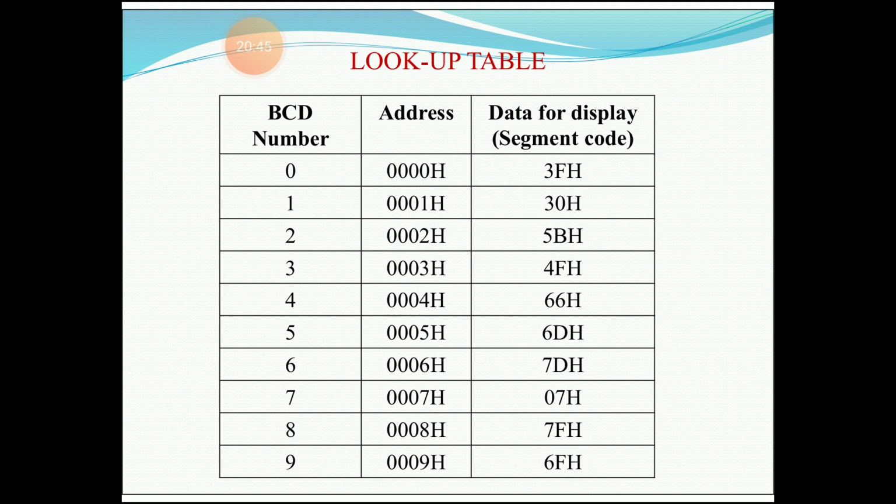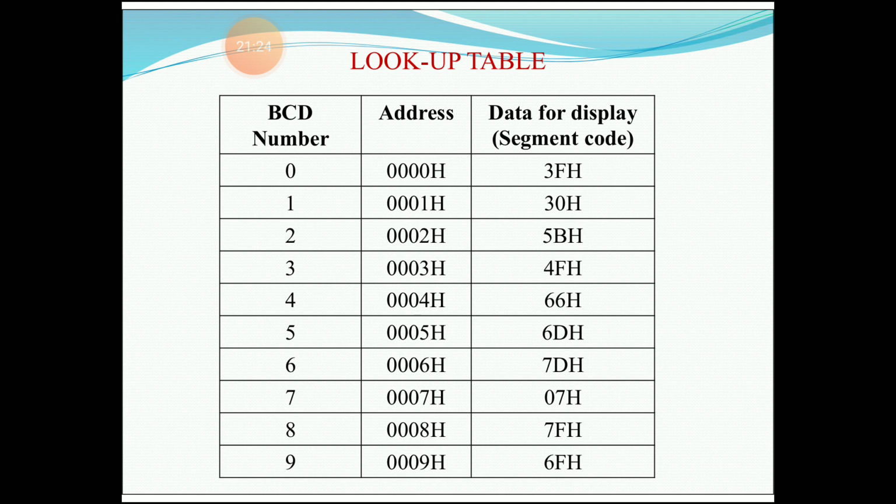This is the lookup table. The lookup table consists of address locations. Each location contains a segment code, that is, 8-bit data required to display the BCD number. So 10 address locations are required to store 10 segment codes. Each code represents a BCD number on the 7-segment display device. So the lookup table is required to interface 4 switches and 7-segment displays with the 8051 microcontroller.